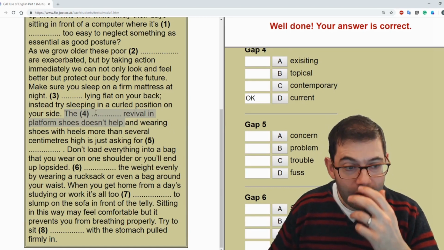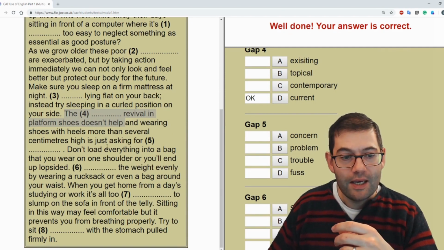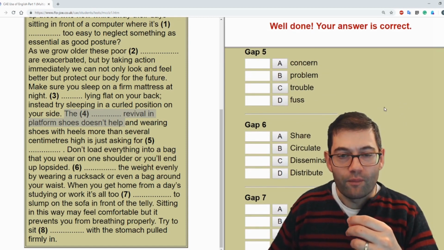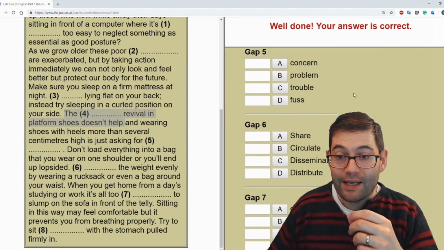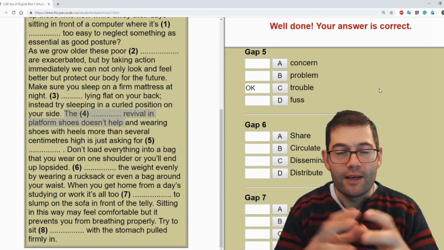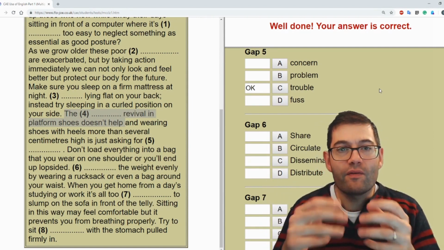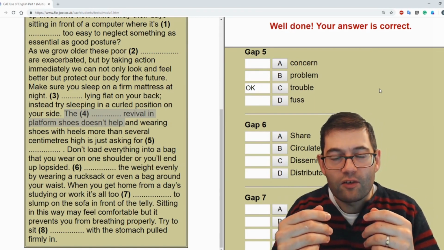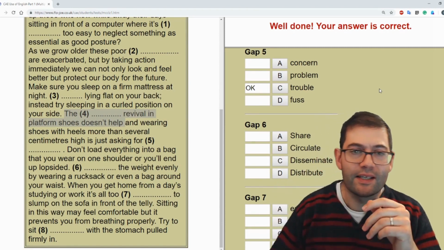So the current revival in platform shoes doesn't help, and wearing shoes with heels more than several centimetres high is just asking for what? Here we've got an expression. You're basically saying you're going to give yourself difficulties if you do this, and the expression that we need is asking for trouble. And this is very often used as a warning. So, for example, I might say, you're asking for trouble if you do X, Y, Z. So if you're not familiar with that expression, asking for trouble, then this is definitely one to put away in your vocabulary bank and use it in the speaking exam and in the writing exam if you can.